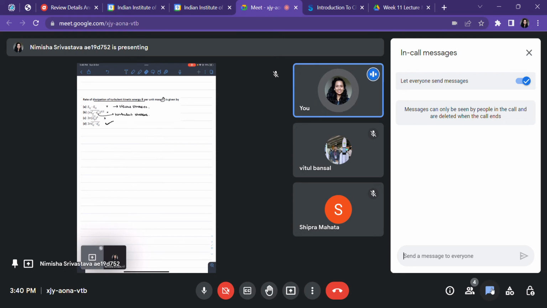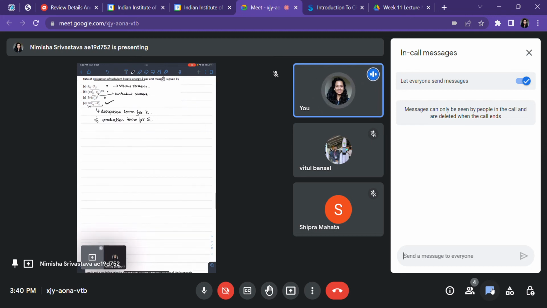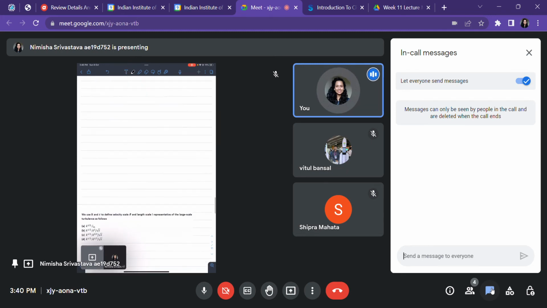Those make their appearance over here, and you'll see that this is what appears in the equation for the dissipation term, and consequently this will be the production term for epsilon. Okay, production term for k, production term for epsilon. Okay, so this is some more information related to the governing equations for turbulent kinetic energy and epsilon. I'm talking about the k-epsilon model, that is.